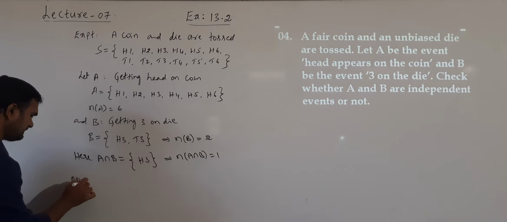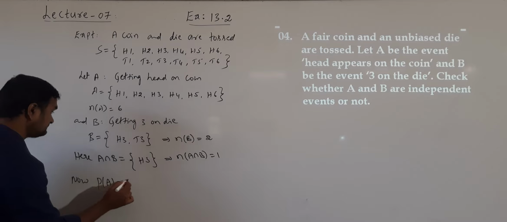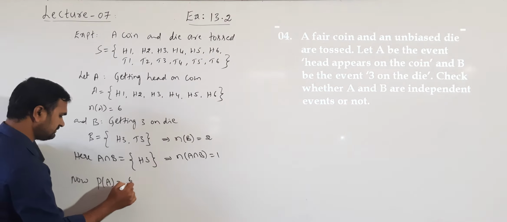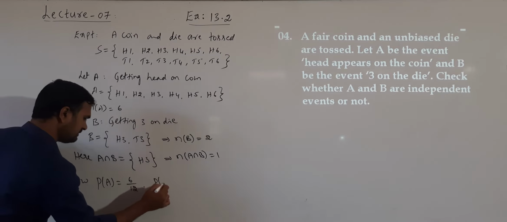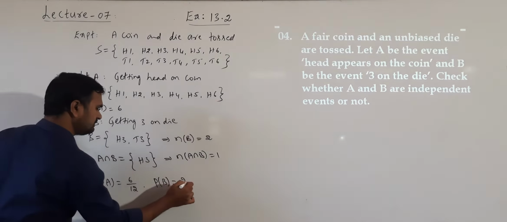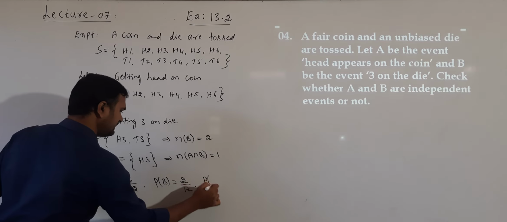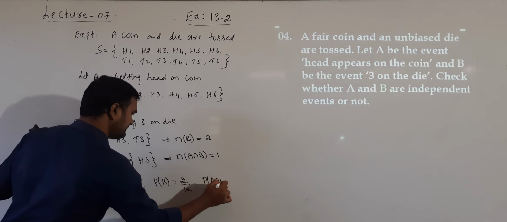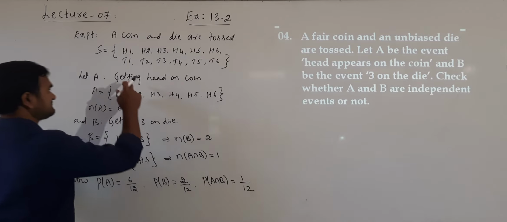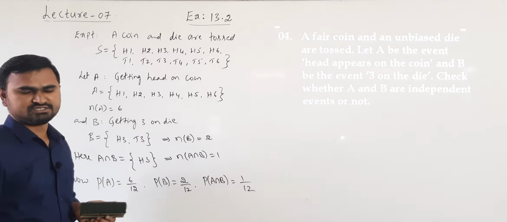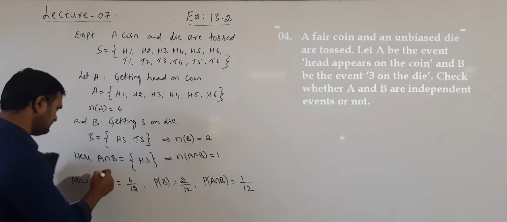So what is the probability of the events? P of A is 6 out of 12. Probability of B is 2 out of 12. And probability of A intersection B is 1 out of 12. The denominator is n of S, where the total number of elements in the sample space is 12. In simplified form, probability of A is 1 by 2, probability of B is 1 by 6, probability of A intersection B is 1 by 12.